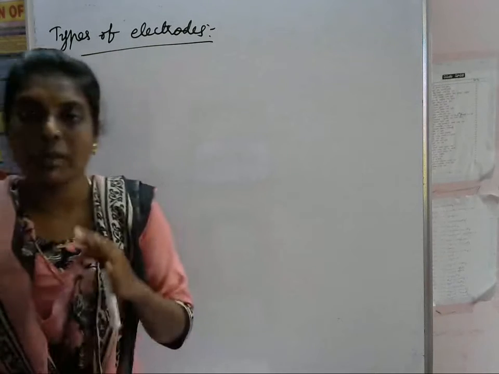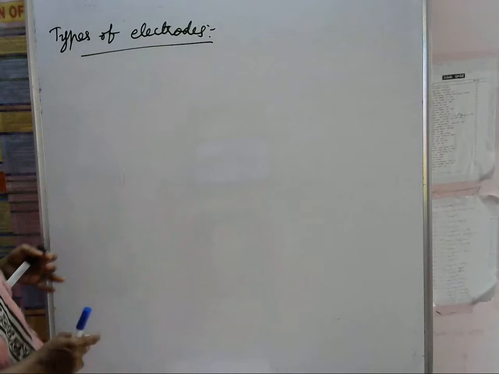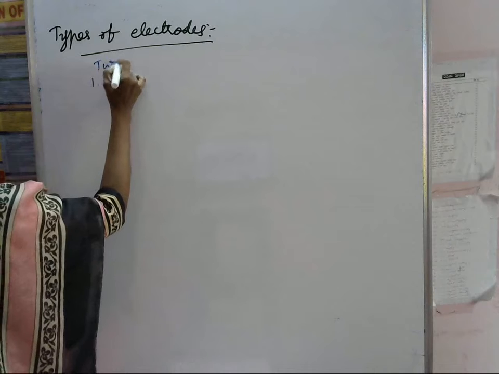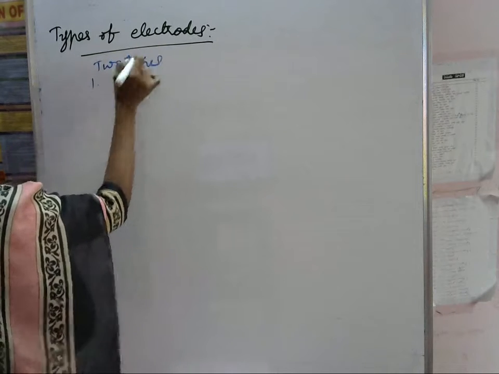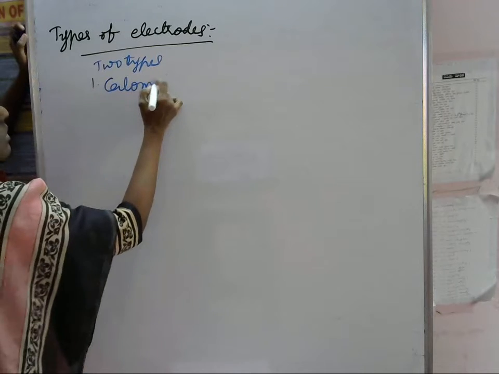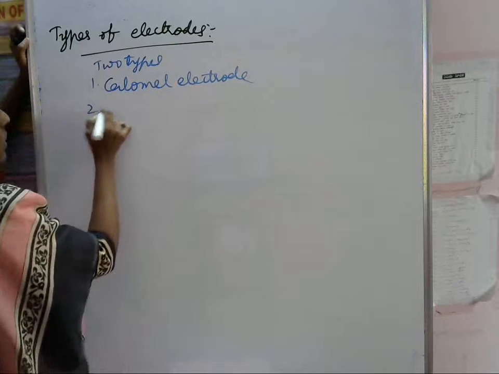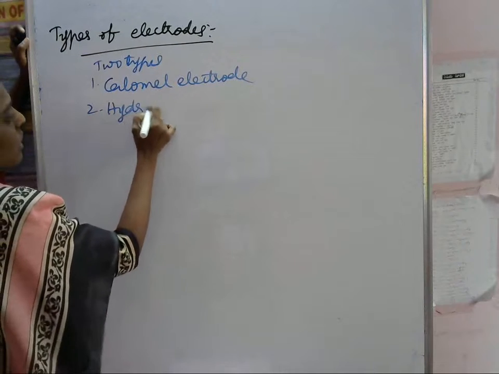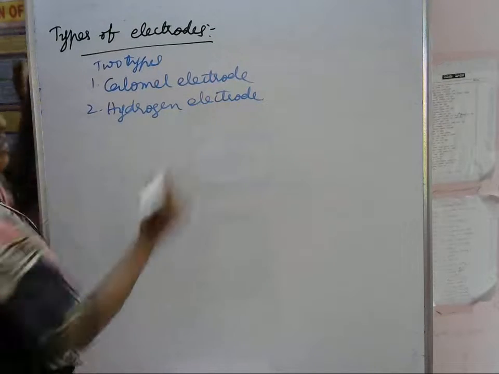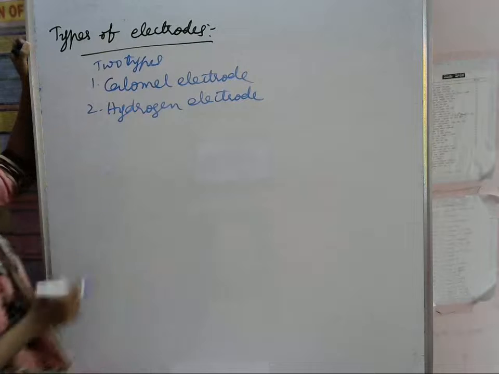So electrodes are mainly classified into two types, which are the calomel electrode and the hydrogen electrode. Okay, so two types. One is the calomel electrode and the second one is the hydrogen electrode. So here, let's see what is a calomel electrode.